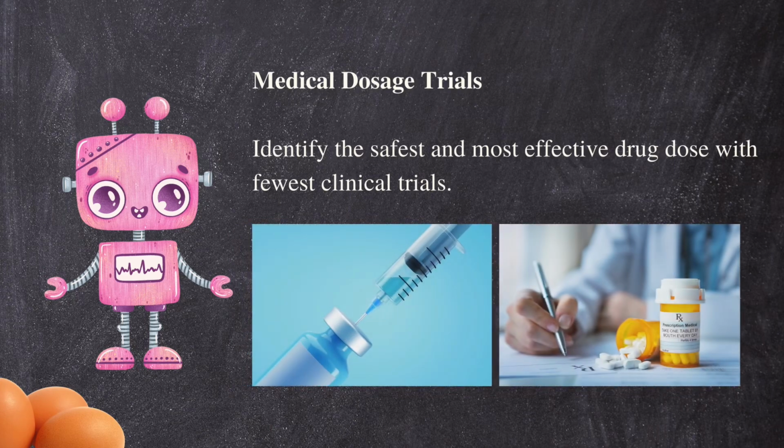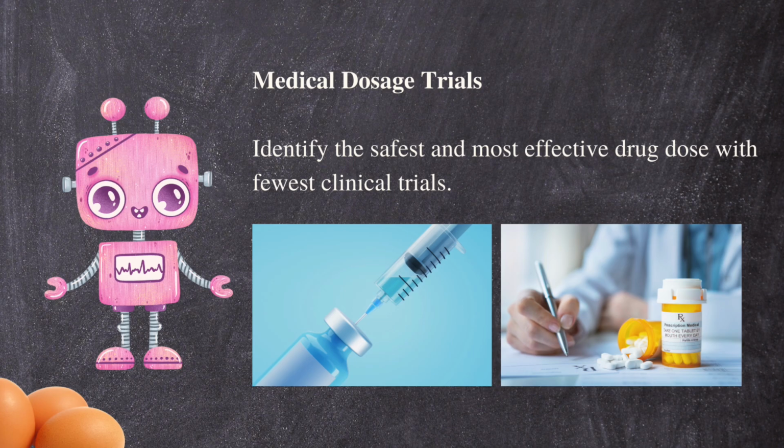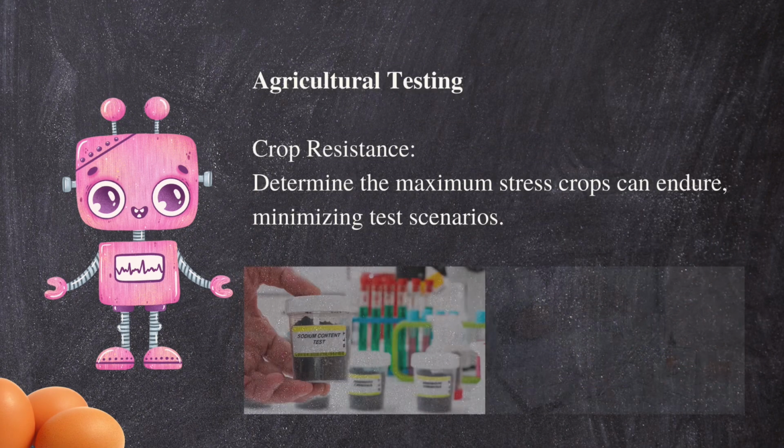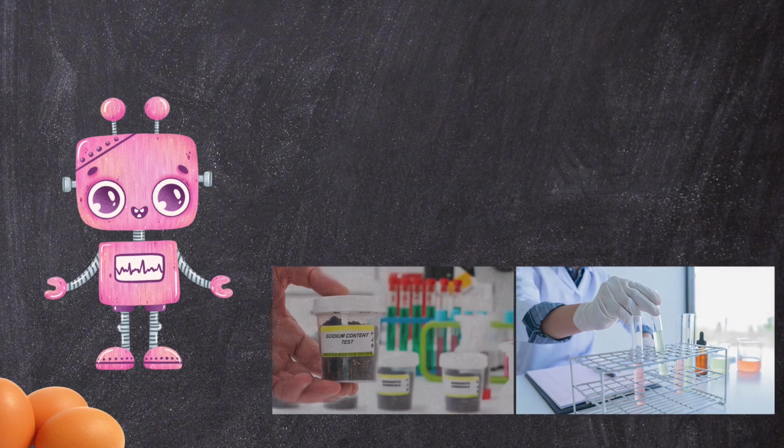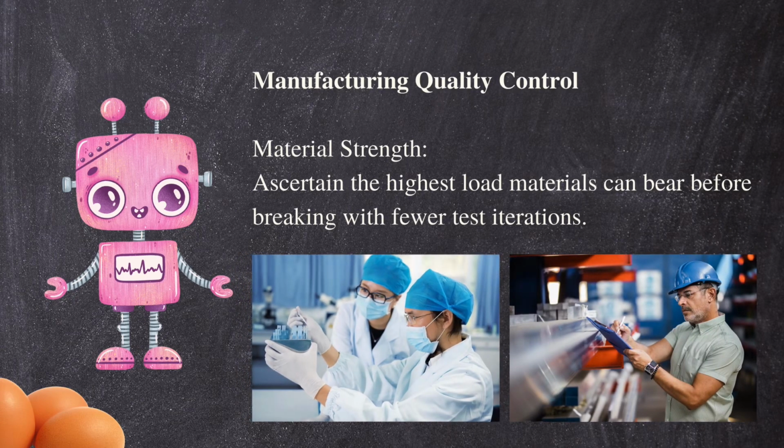In medical dosage trials, we identify the safest and most effective drug dose with the fewest clinical trials. In agricultural testing, crop resistance field, we determine the maximum stress, e.g. drought, crops can endure, minimizing test scenarios. For manufacturing quality control, the method ascertains the highest load materials can bear before breaking, with fewer test iterations.